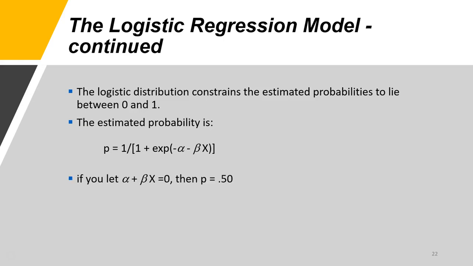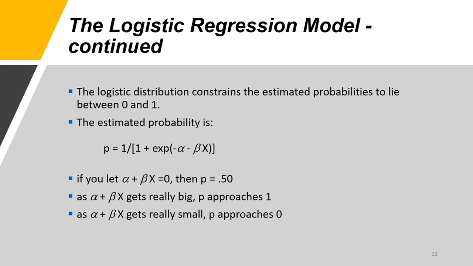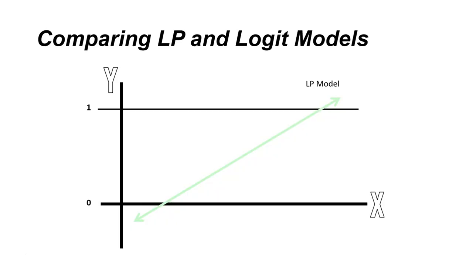And if you let alpha plus beta x equal 0, then your probability is going to be equal to 0.5. As alpha plus beta x gets really big, then the probability approaches 1. And as alpha plus beta x gets really small, then the probability approaches 0. Again, you are then bounded between the 0 and 1 constraint.